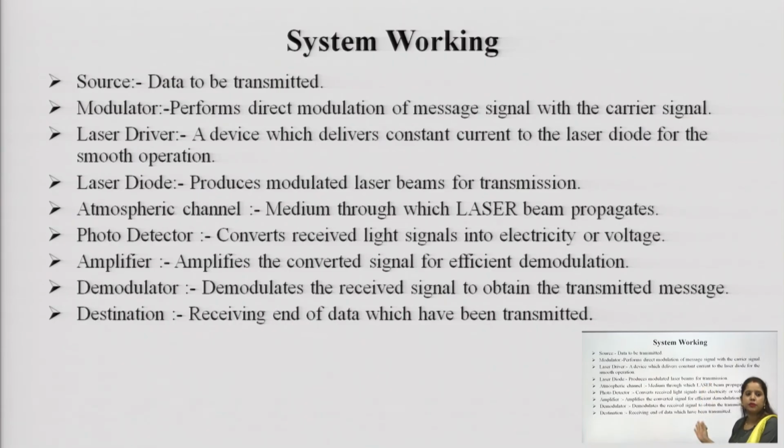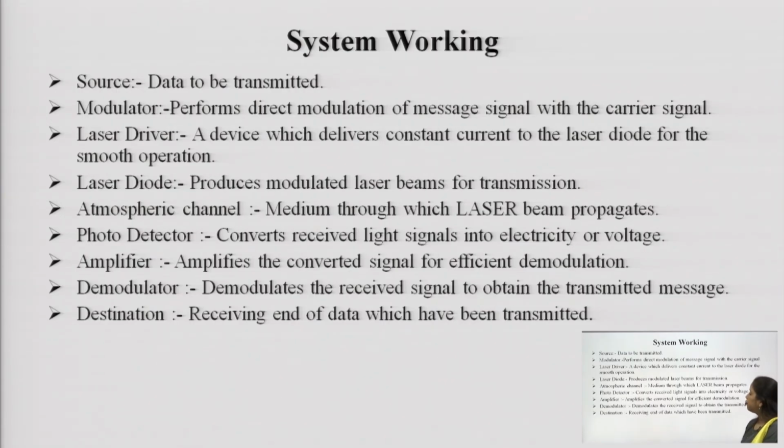This is the description of the different blocks which we have used in the block diagram representation. Modulator, performs direct modulation of message signal with the carrier signal. This is the general definition of a modulation process. Laser driver, a device which delivers constant current to the laser diode for the smooth operation. Then laser diode produces modulated laser beam for transmission. Atmospheric channel, which is the transmitting medium here, the medium through which laser beam propagates.